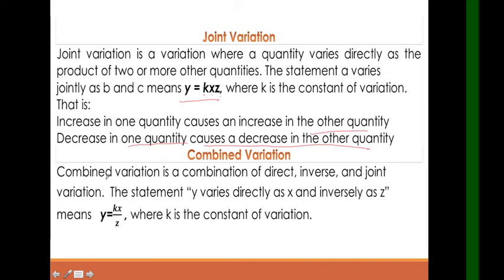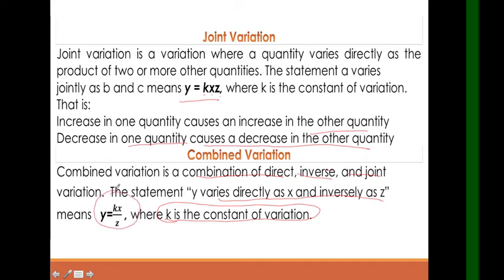Whereas combined variation naman is a combination of direct, inverse, and joint variation statements, no? So, the statement y varies directly as x and inversely as z, combined yon. Meaning to say, y is equal to kx over z, where k is the constant. K is always there, no, as the constant of variation in all types of variation, either inverse, combined, direct, or joint variation. So we have this one kind of formula.